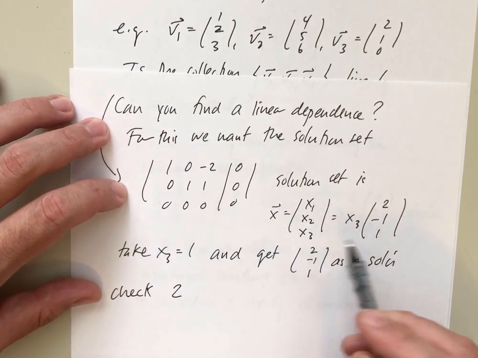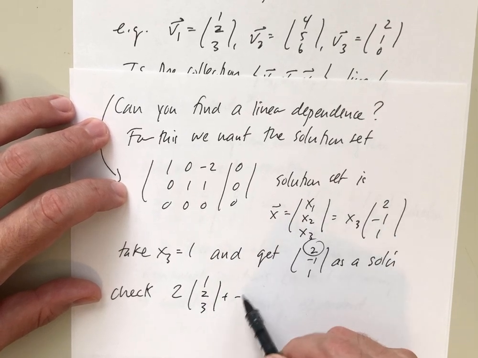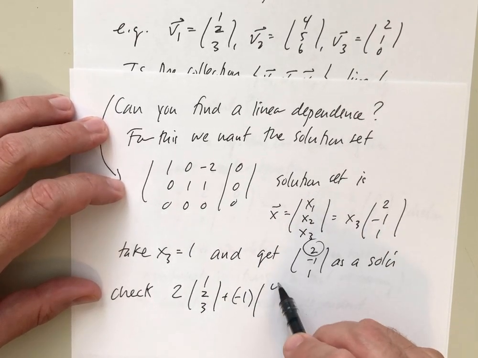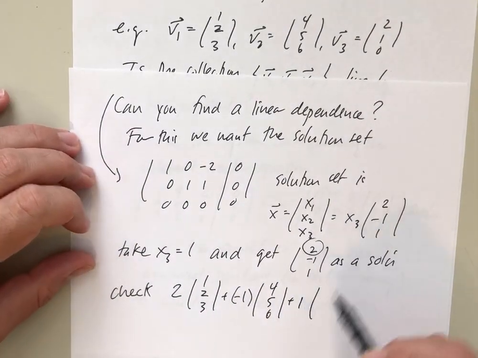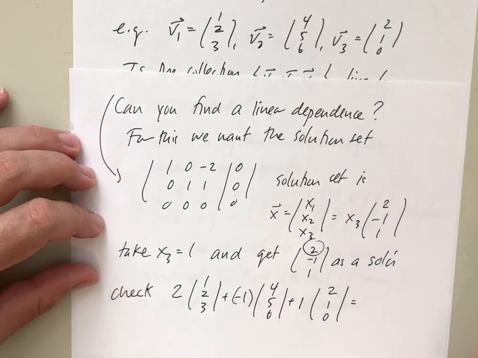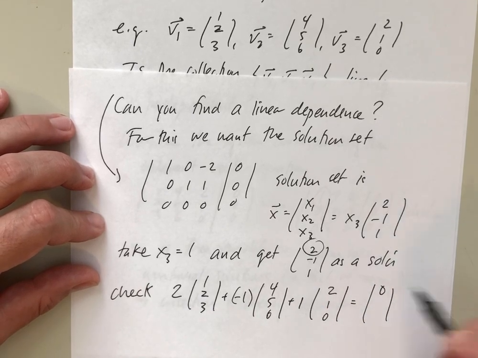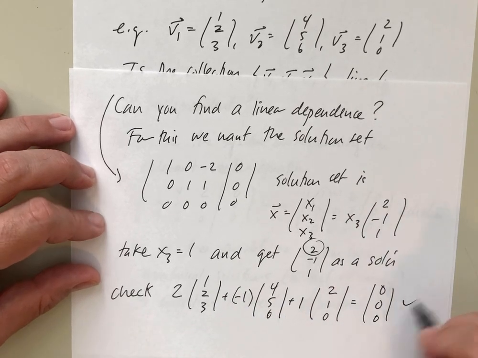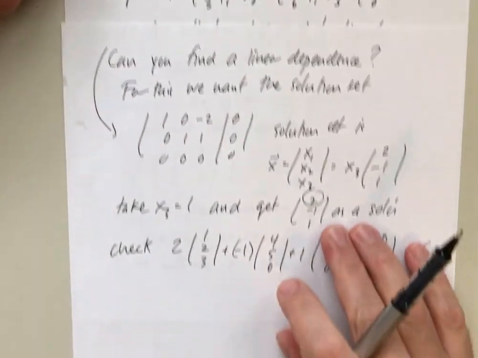What happens when you take 2 times the first vector, plus minus 1 times the second vector, which is 4, 5, 6, plus 1 times the third vector, which is 2, 1, 0? Let's check it out. So what do you get when you take this linear combination? This is 2 minus 4 plus 2 is 0. 4 minus 5 plus 1 is 0. 6 minus 6 plus 0 is 0. So it works out. That is a dependence among these vectors, because it's a non-trivial way to write those vectors in a linear combination to get the 0 vector.